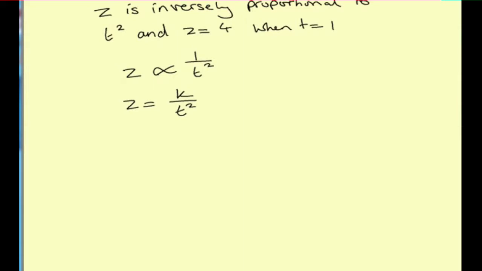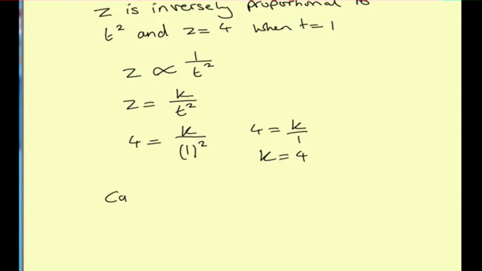So what we do is we need to firstly determine the constant of proportionality, which is k. So we substitute the value of 4 into the formula and the value of t, which is equal to 1. So 4 is equal to k over t squared. So 4 is equal to k over 1, so that must mean k is equal to 4.